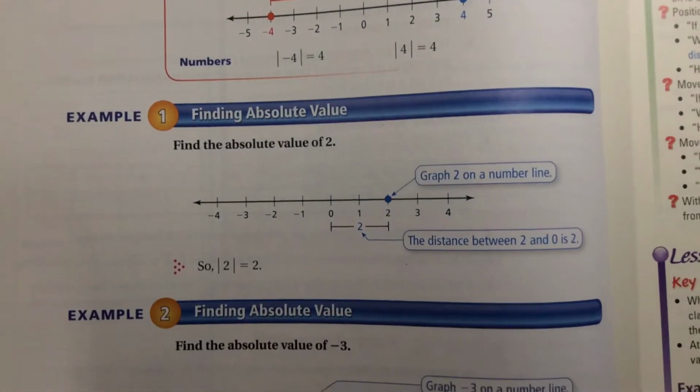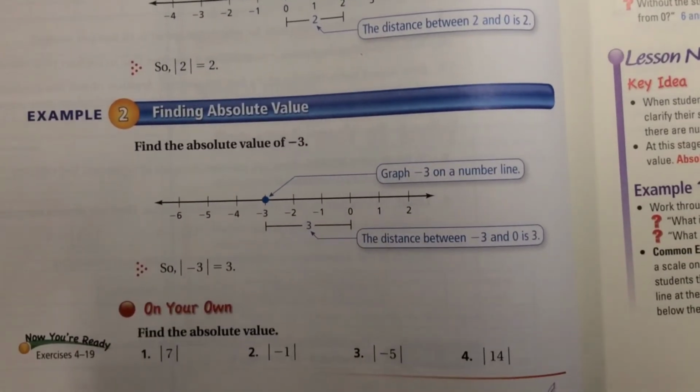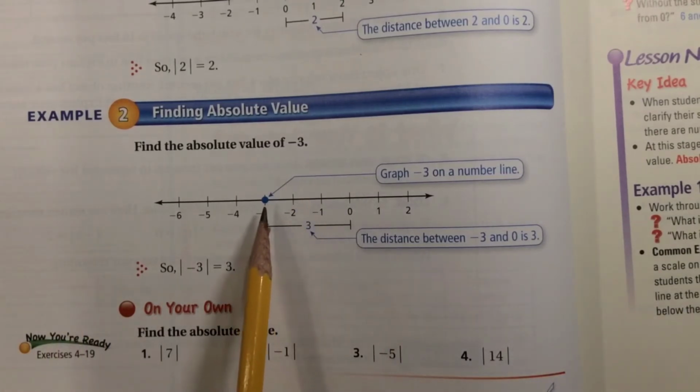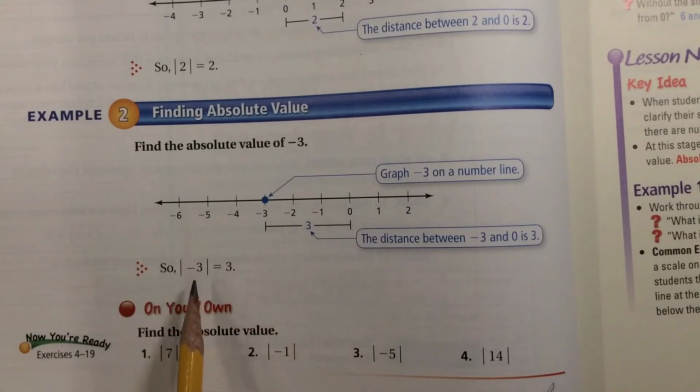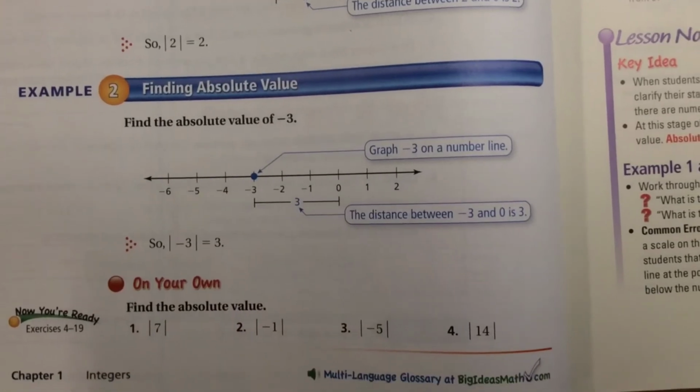The absolute value of -3 is example number 2. And it says, find the absolute value of -3. Well, -3 is 3 places away from 0. So the absolute value of -3 is 3. On your own. So here are some problems you're going to do on your own.